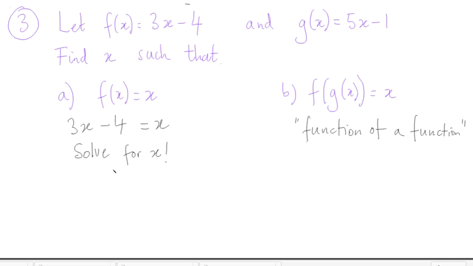So the way we can do that, there are a number of ways of doing it, is first subtracting x from both sides. I get 3x minus 4 equals x minus x, and x minus x is 0, and on the left hand side I have 2x minus 4. Then I have to add 4 to both sides, and I get 2x equals 4, and finally dividing both sides by 2 I get x equals 2.